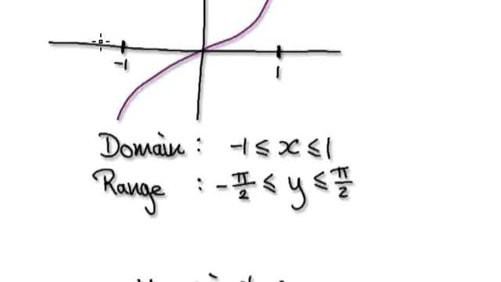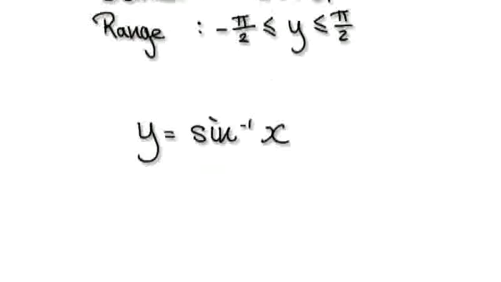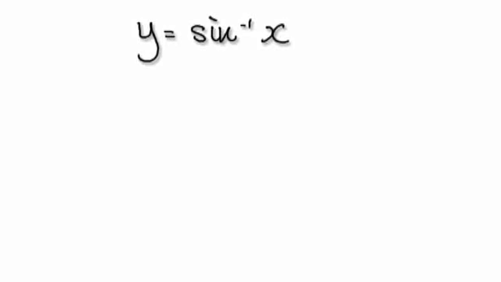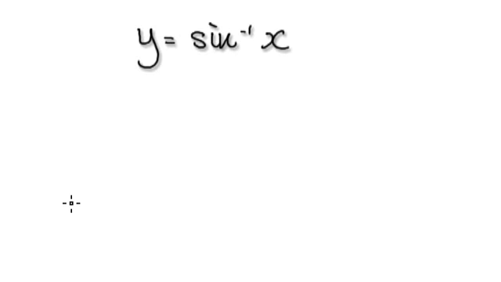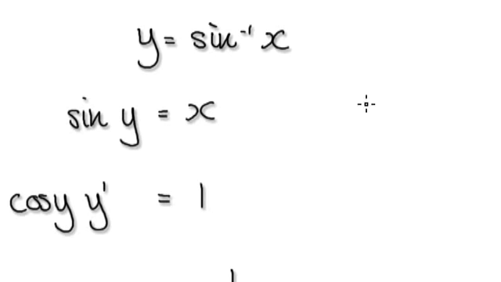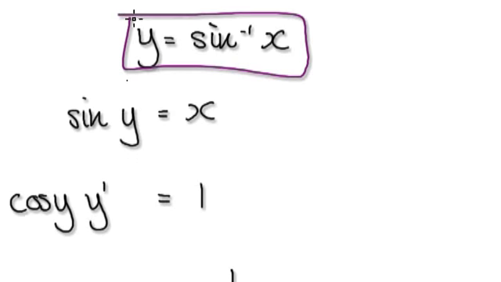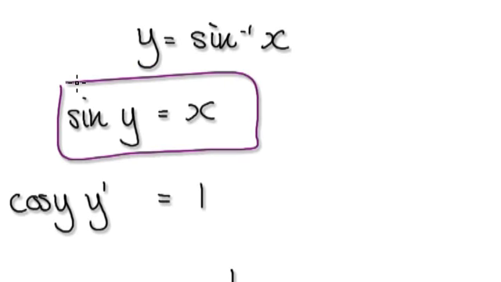Okay, so now it's your turn to have a go. Your job here is to find the derivative of the inverse sine of x. Okay, so press pause and have a go. Okay, so to do this, start with this, and then take sine of both sides. So that would then give you this.